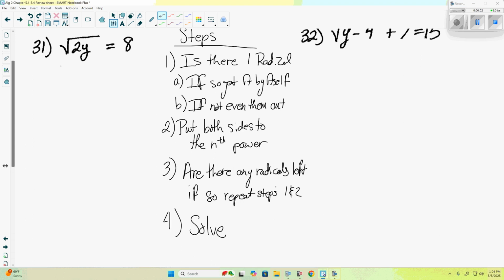What we're doing today is looking at solving. So we're finishing up the rest of the review sheet today with solving. Now the main steps for solving are these here.